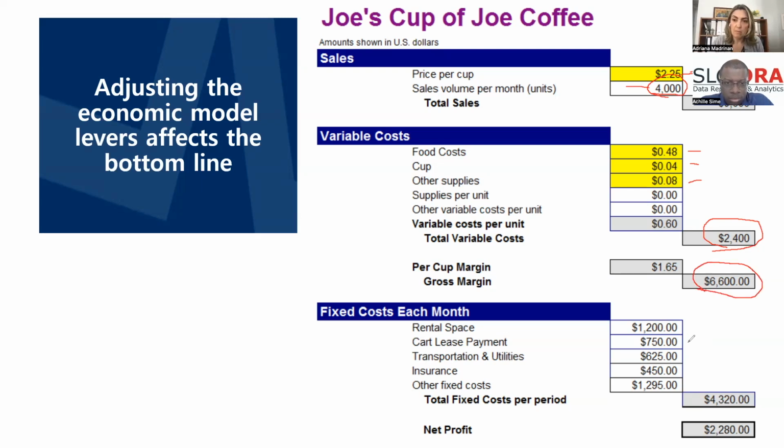Remember, this one was $1.35, now it's $1.65. So I made 30 cents more per cup. I made more money. My cost is still the same, hasn't changed, still $4,300. I just made more money.